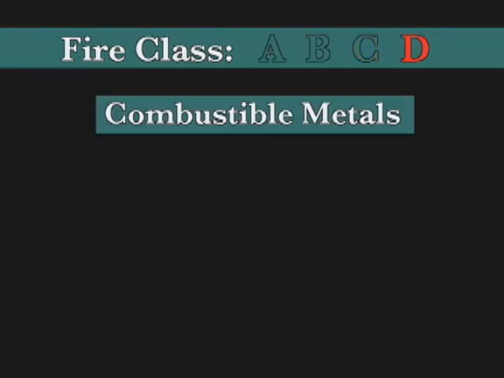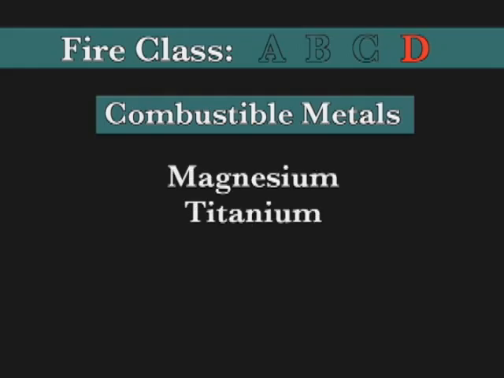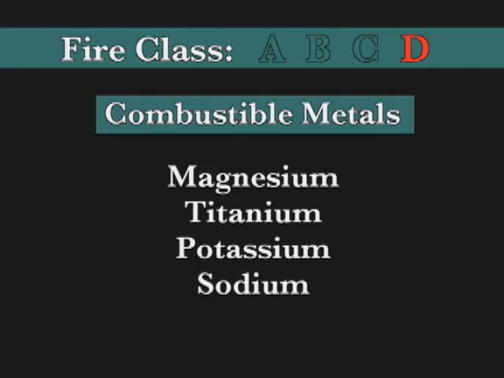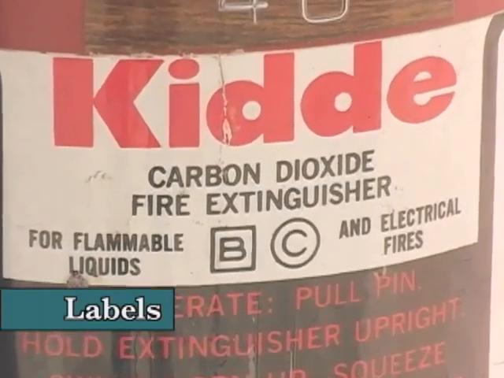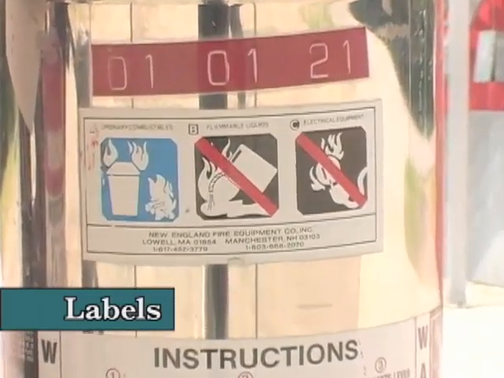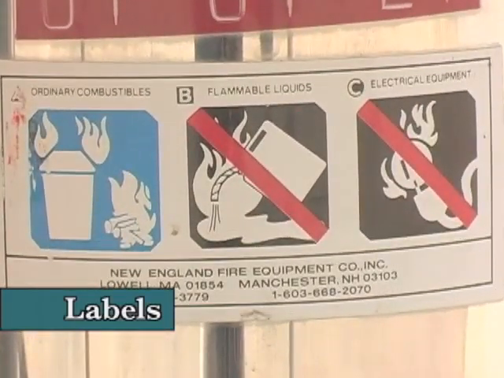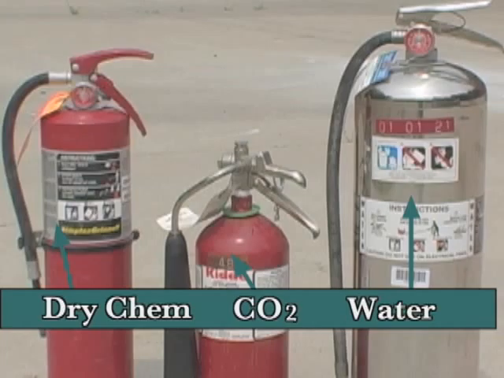Class D fires are commonly found in chemical laboratories. They involve combustible metals such as magnesium, titanium, potassium, and sodium. The label on the extinguisher will tell you which fire it is designed to put out. There are 3 common types of extinguishers.